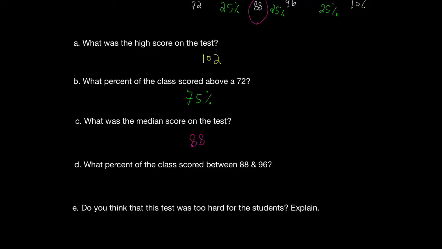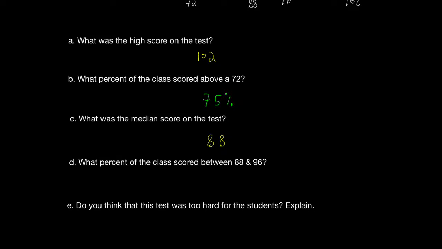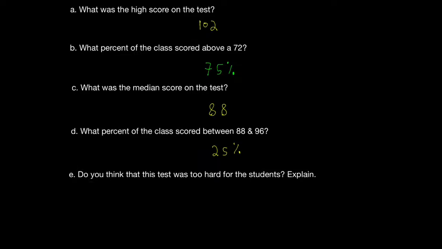Part D, what percent of the class scored between 88 and 96? Now remember that each one of these quartiles contains 25% of the data. So from 88 to 96, that's this quartile right here. So we're going to get 25% of the data. So 25% of students scored between 88 and 96. Which is pretty good, I think.